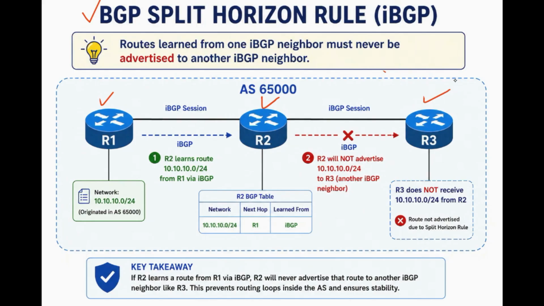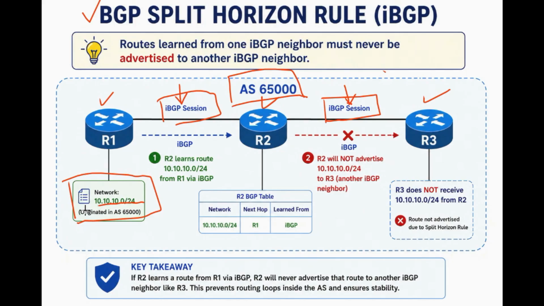All these 3 routers belong to the same autonomous system, that is AS 65000, and the routers are connected using iBGP session. You can see the iBGP neighbor relationship between router R1 and router R2, router R2 and router R3. Router R1 originates the network 10.10.10.0/24. You can see this network shown just below R1, the router R1.